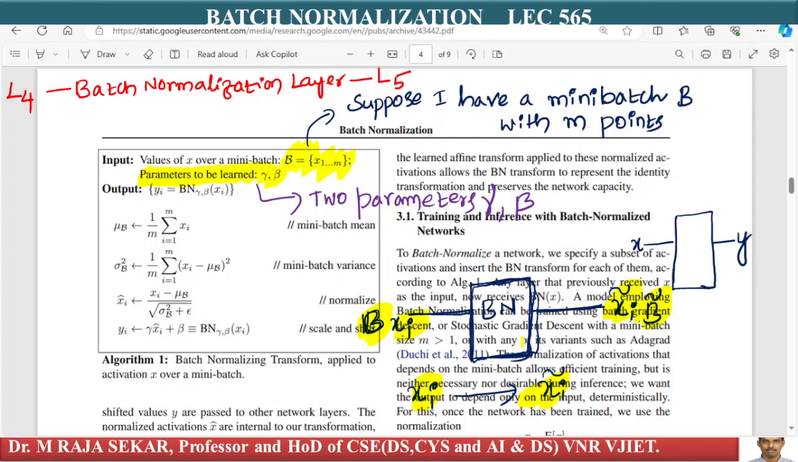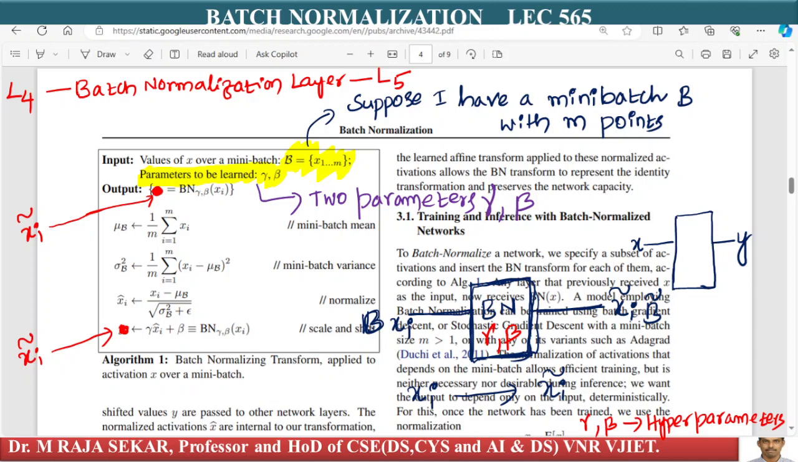Batch normalization layer has got two parameters. What are those two parameters? Gamma and beta. Let's understand what it does. Instead of yi here, I prefer to call it xi tilde.